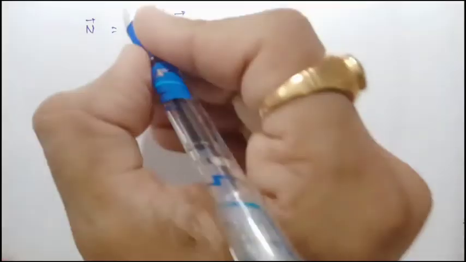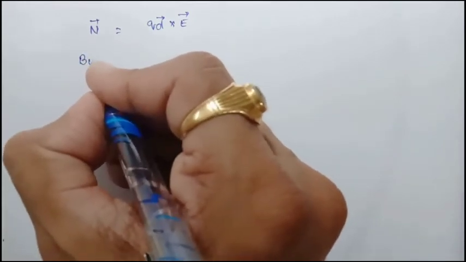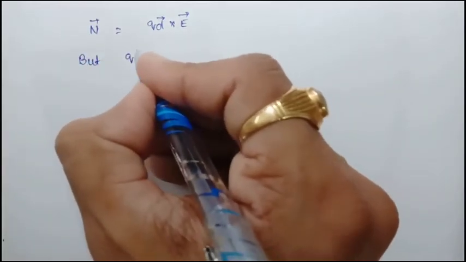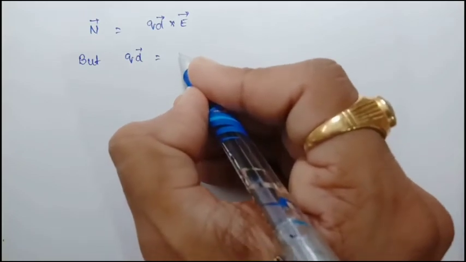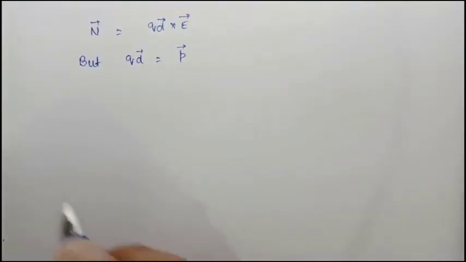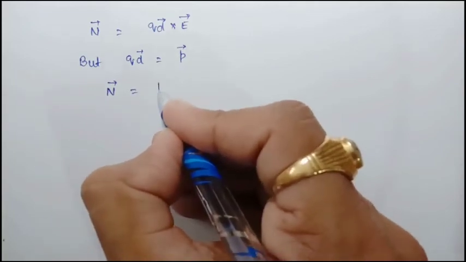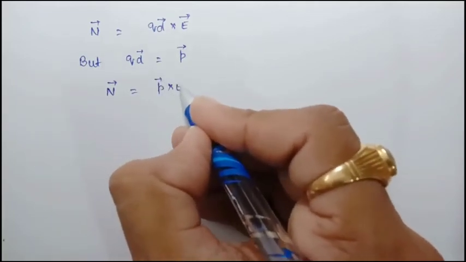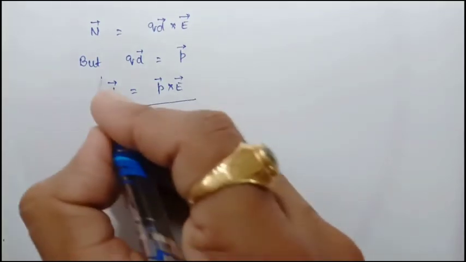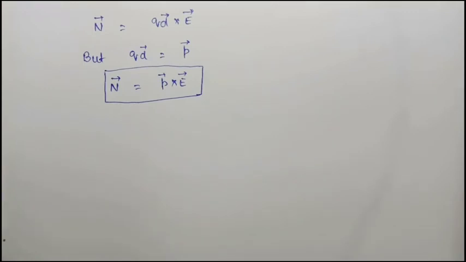D is a vector quantity, but this QD is equal to P, that is dipole moment. So finally N, that is torque, is equal to P cross E. So this is the torque when we have a uniform field.